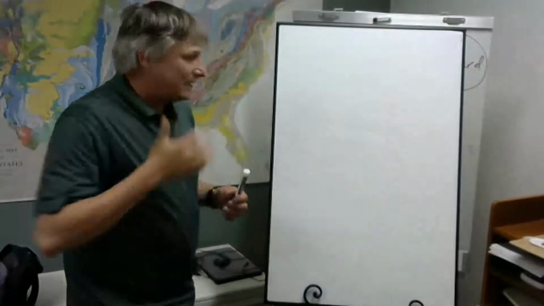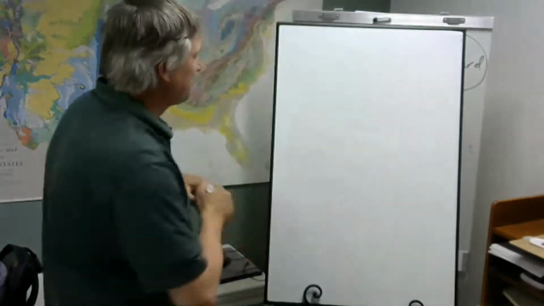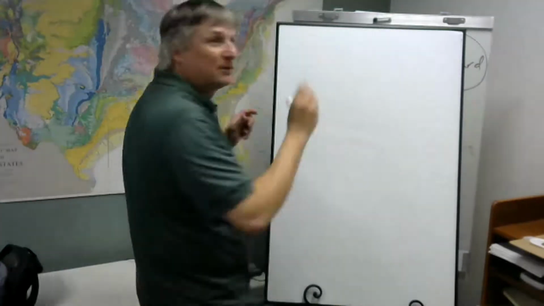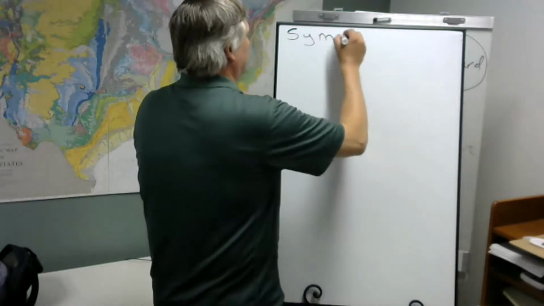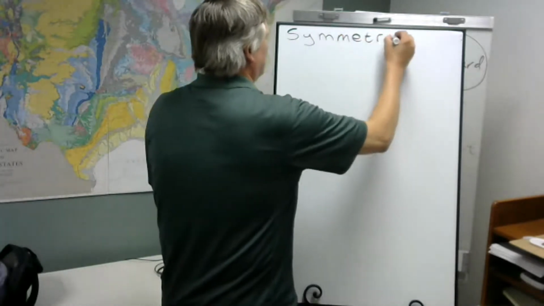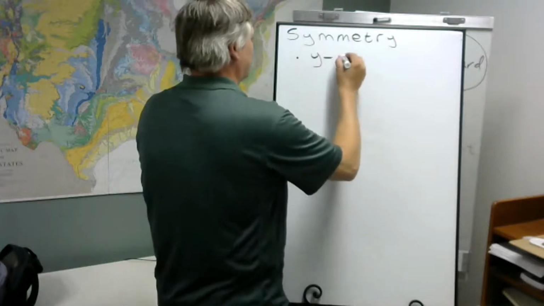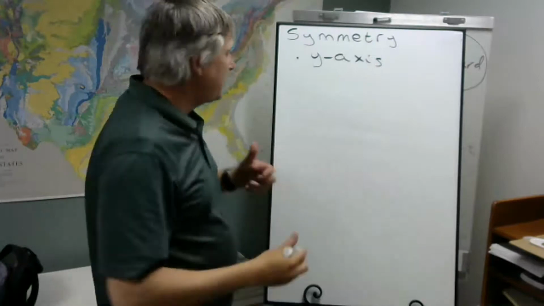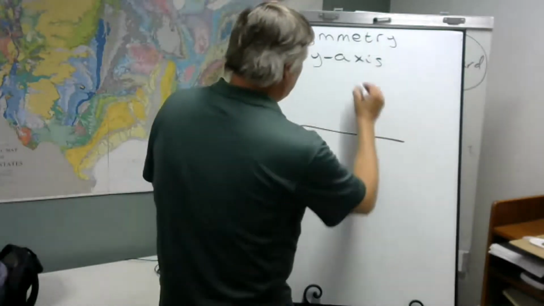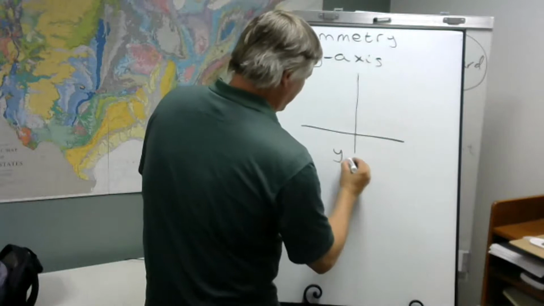So what we're looking at next is symmetry. And the idea of symmetry is this idea of reflecting a function across an axis. To give an idea, for example, let's talk about symmetry with the y-axis. A function that's symmetric across the y-axis, a good example, is y equals x squared.